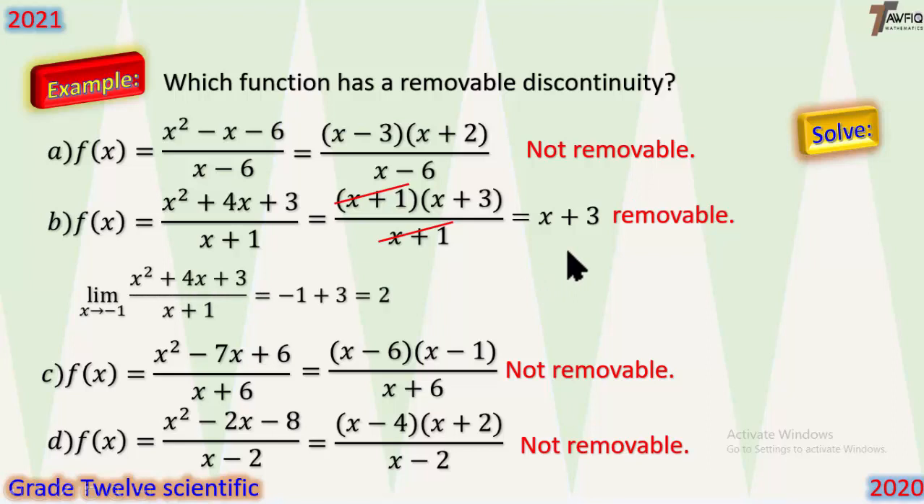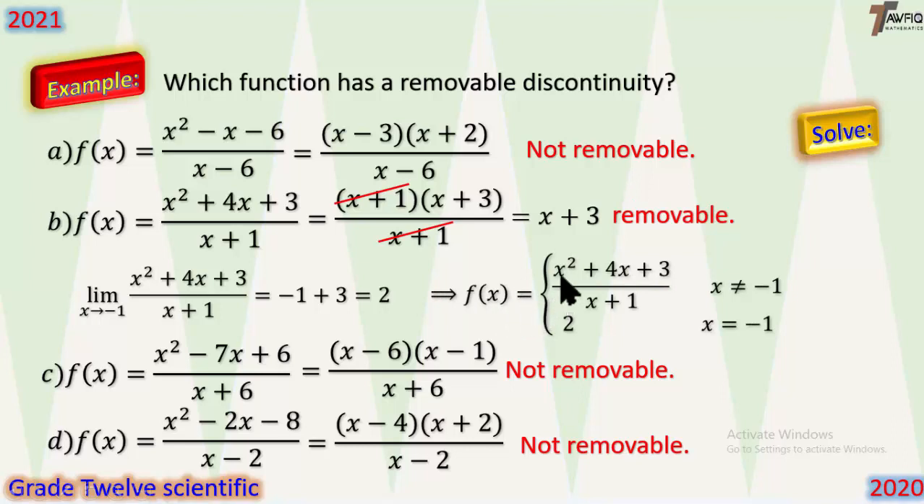To remove this discontinuity, we must define a new function f(x) equal, write the given function which is (x squared plus 4x plus 3) over (x plus 1), when x is not equal to minus 1, and then take the limit which is 2, write it here, when x equal to minus 1. That means B has a removable discontinuity.